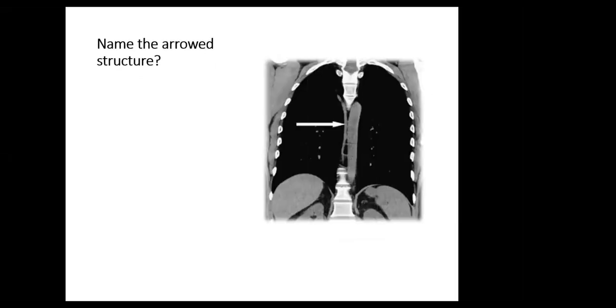Name the highlighted structure. Professor, this is the azygos vein. This is, of course, a more posterior section in coronal CT.